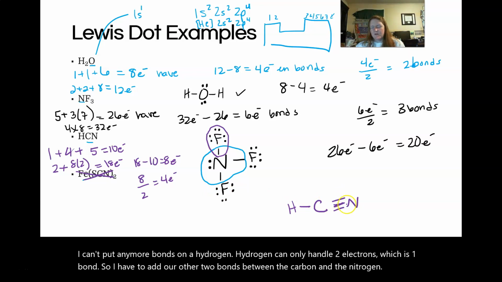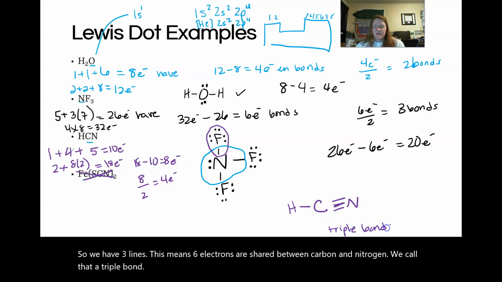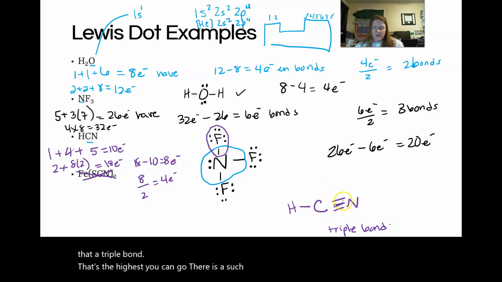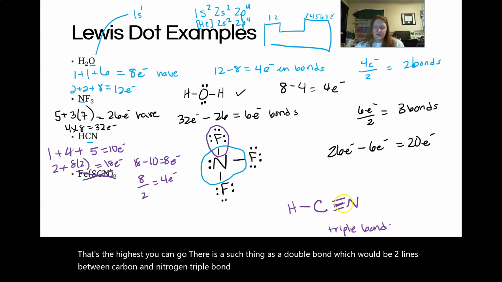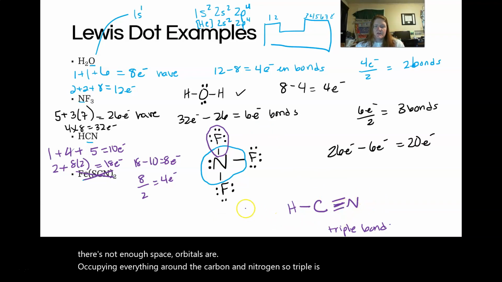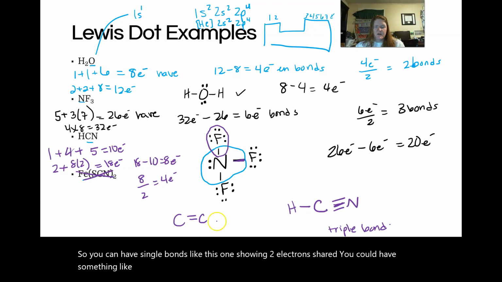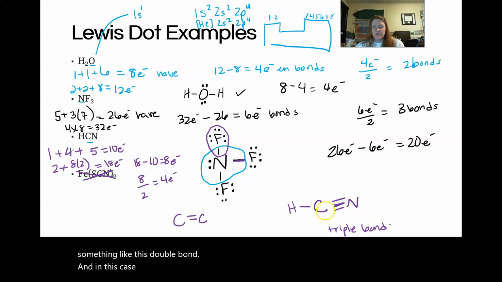So we have 3 lines. This means 6 electrons are shared between carbon and nitrogen. We call that a triple bond. That's the highest you can go. There is such a thing as a double bond, which would be 2 lines between carbon and nitrogen. Triple bond is as high as we can go because there's not enough space. The orbitals are occupying everything around the carbon and nitrogen. So triple is as high as we go. You can have single bonds like this one, showing 2 electrons shared. You could have a double bond. And in this case, between carbon and nitrogen, we have a triple bond, because that's what we calculated.